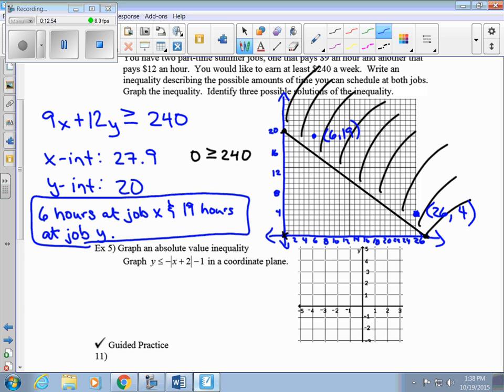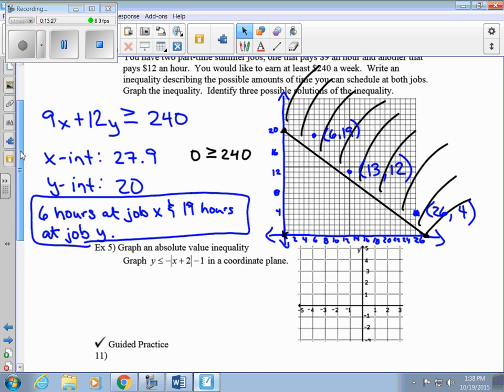And then you can pick another one in here somewhere that's pretty close. And it looks like that one's going to be 13, 12. Okay, so that one would be 13 hours at job X and 12 hours at job Y. So, and then when you plug those in, you'll find that every single one of those works. So if we take a point and we plug it in, and it's a solution, it's going to be in that top shaded area, which is our half plane that works for this graph.